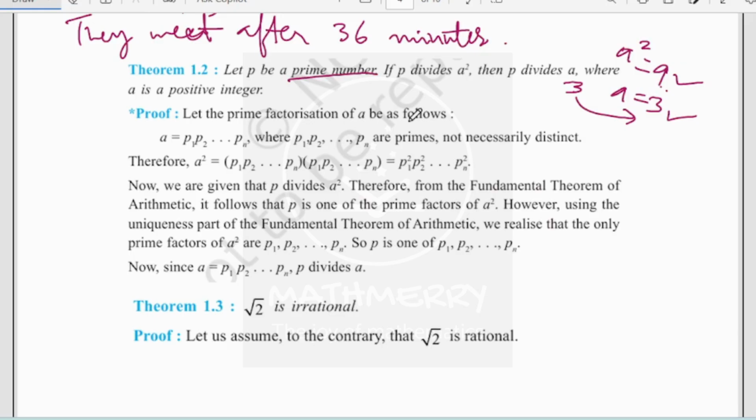Now the only prime factors of A square are P1, P2 etc. up to Pn, and if you look at A also, it has the same factors. So obviously if P is dividing A square, then it also has the common factors with A. So obviously P should also divide A. So that's about our theorem.